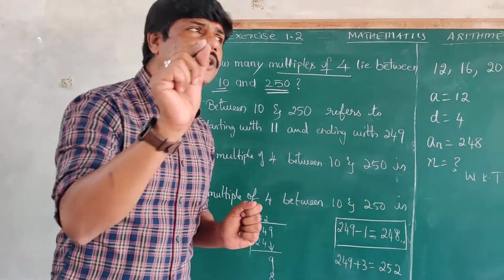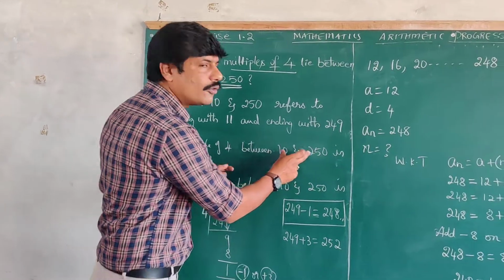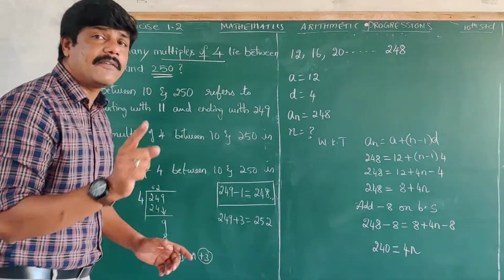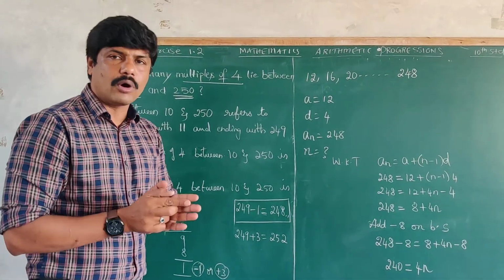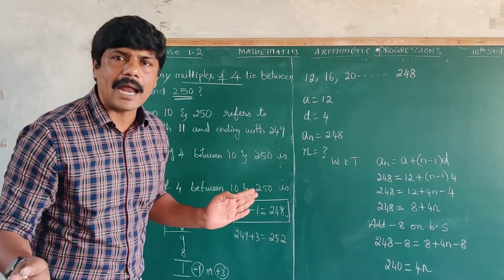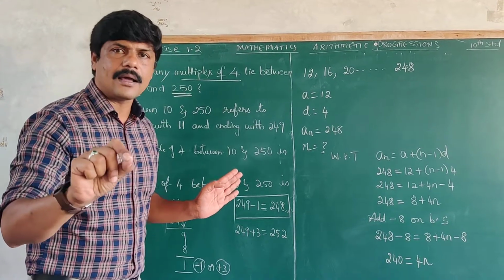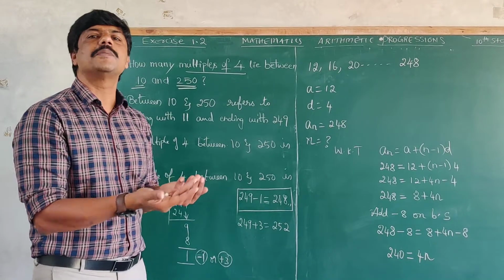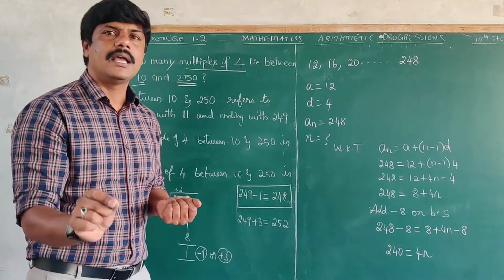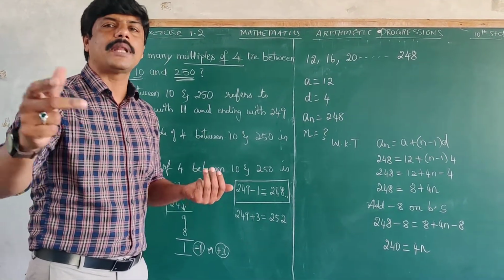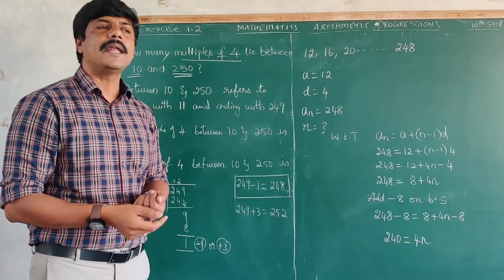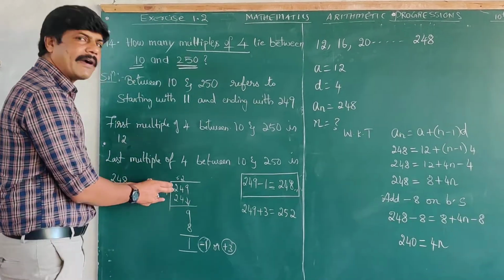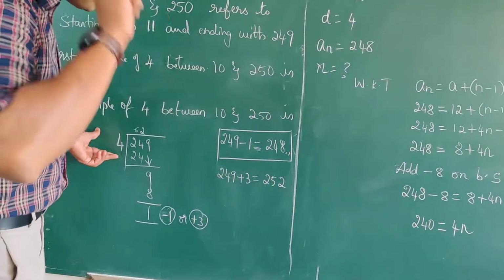Which is the last multiple of 4 between 10 and 250? Between 10 and 250, the last number is 249. If we divide 249 by 4 and it doesn't leave any remainder, or the remainder is 0, then we can say that it is a multiple of 4 or divisible by 4. If it leaves a remainder like 1, 2, 3, then we have to do something to find the number which is divisible by 4.